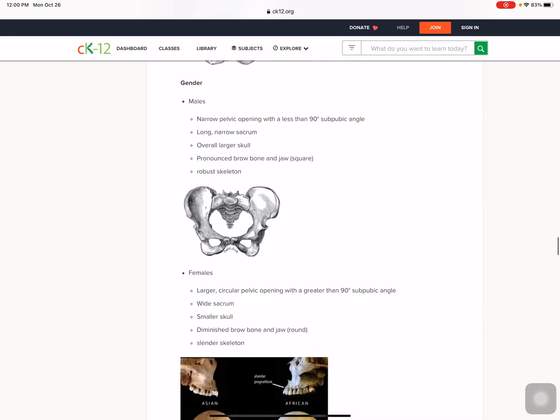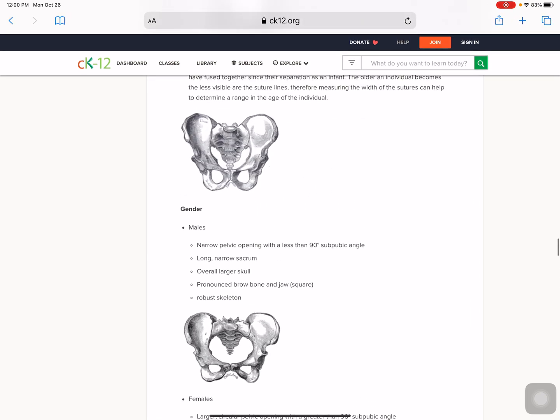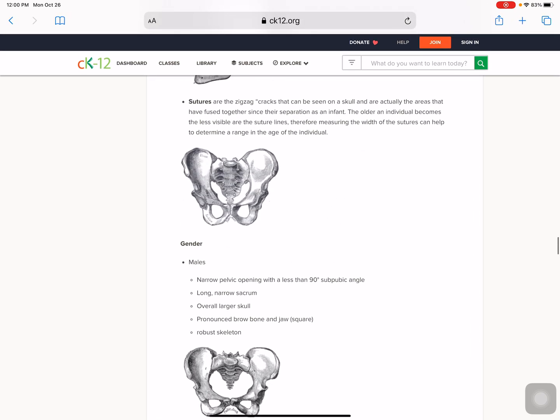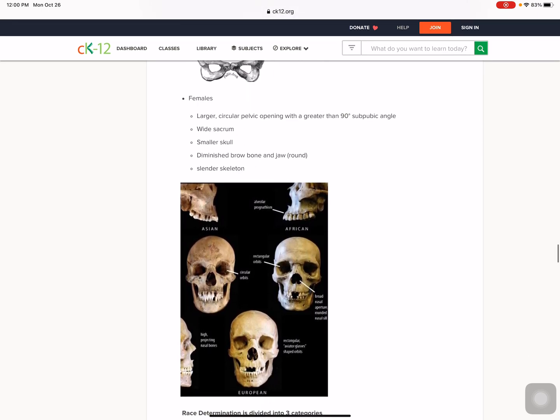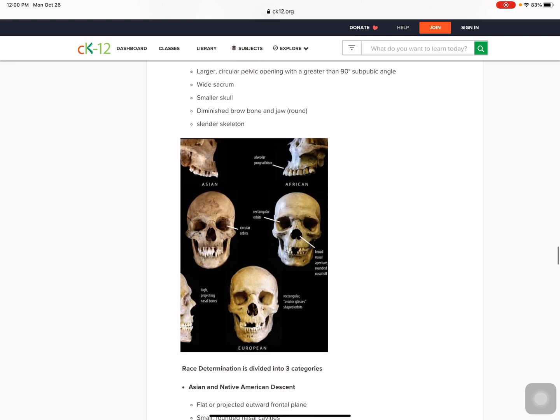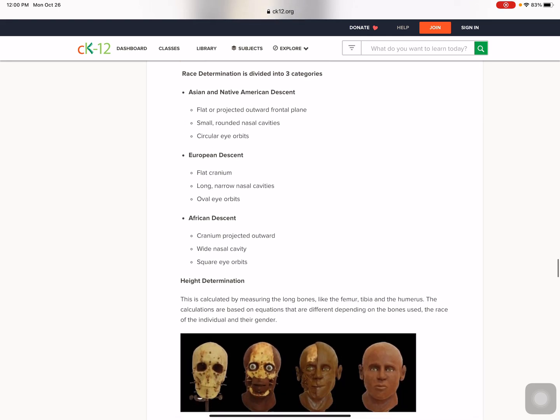And there are differences between genders with the birth canal for females, so it's a much wider opening in the pelvis, for example, and a few other anatomical anthropology changes.